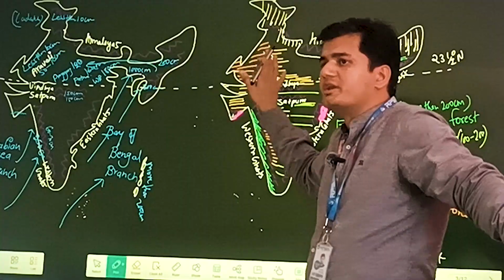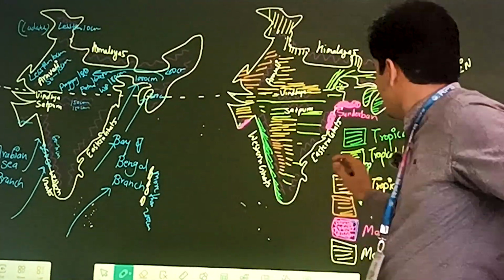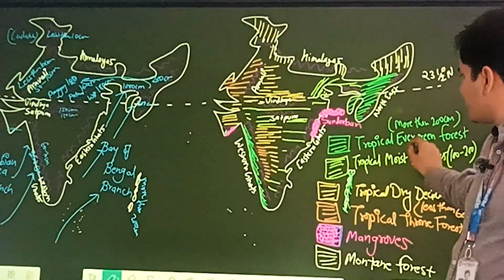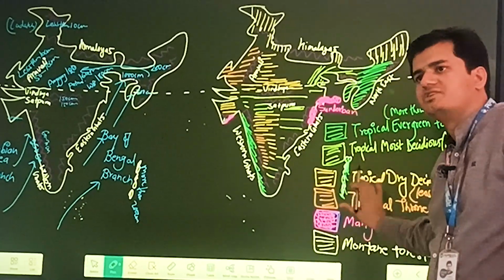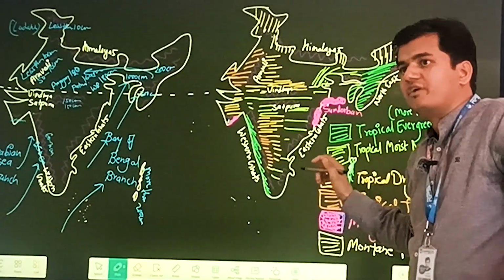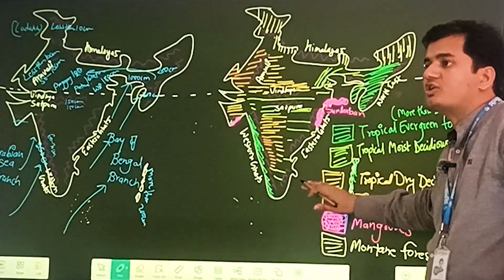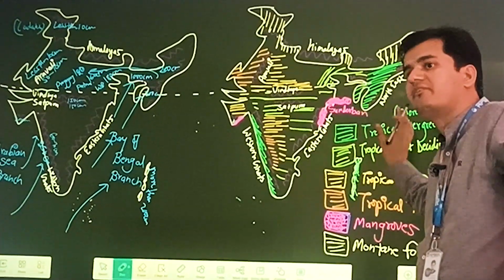So this is how, on the basis of rainfall, we have different kinds of vegetation. These vegetations are called evergreen, moist deciduous, dry deciduous, and tropical thorn. These are the vegetation distributed on the basis of rainfall. Where we have less rainfall, we can find tropical thorn forest. Maximum rainfall regions have tropical evergreen forest.